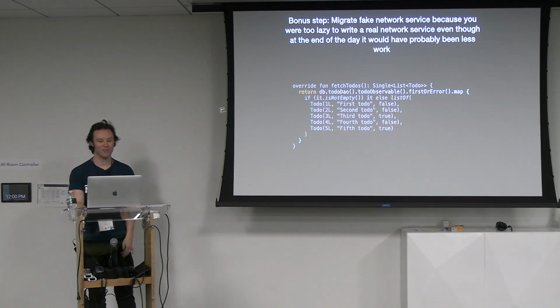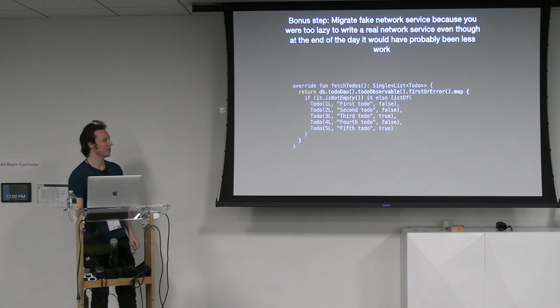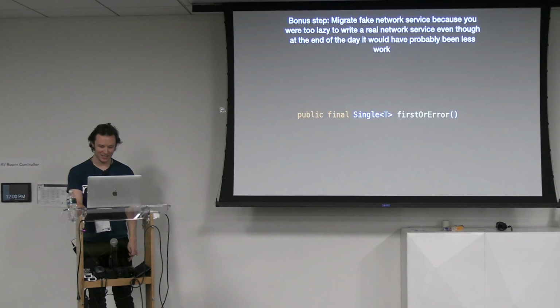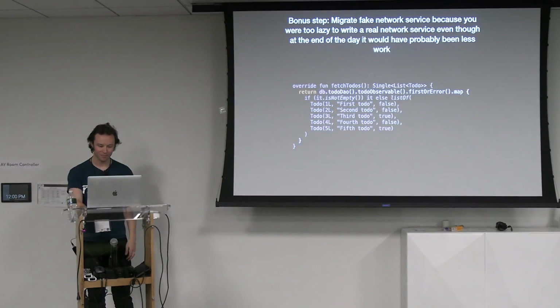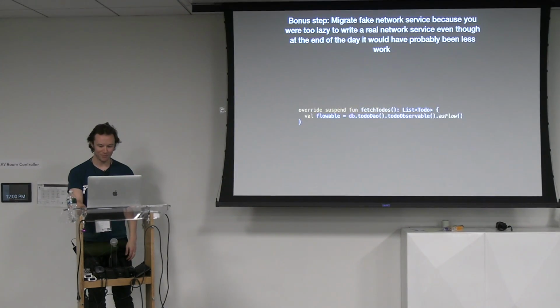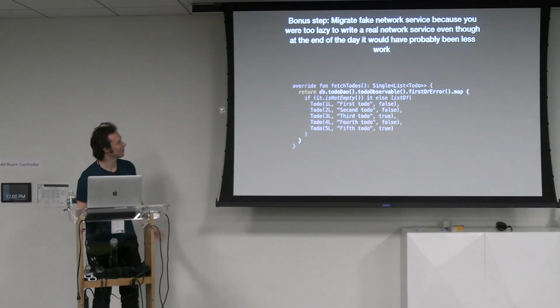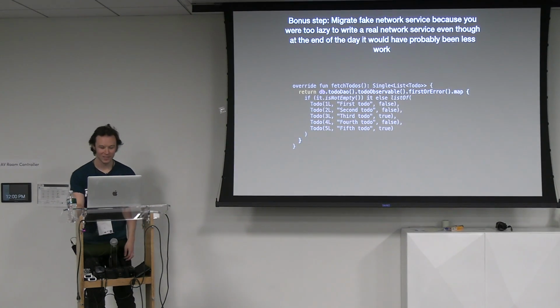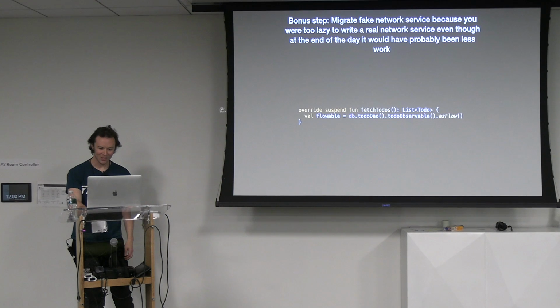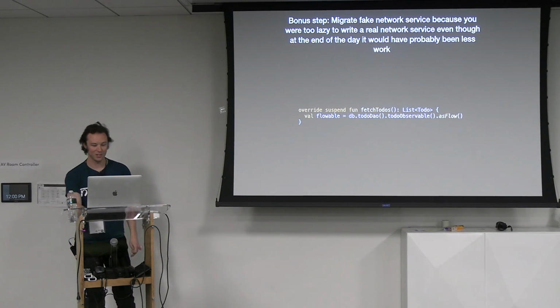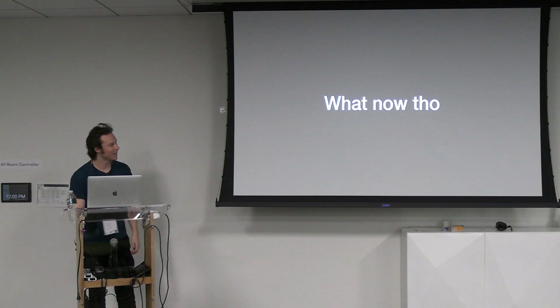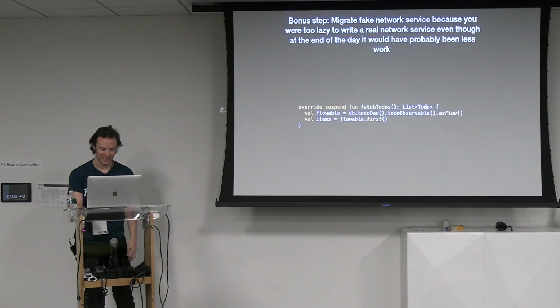And migrating this over into Flow and Coroutines was really nice. We can look at single. That first or error returns a single. So we can convert that into a flow. That's really easy. This was before I had removed the to-do observable. But what now, though? There's the question.